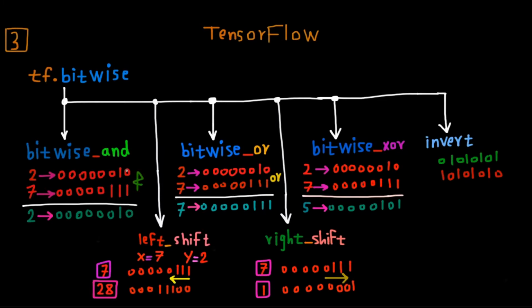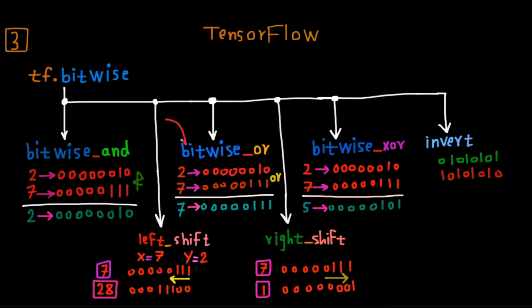Now, let's compute the result. 0 and 1 equals 0. 1 and 1 equals 1. 0 and 1 equals 0. 0 and 0 equals 0. 0 and 0 equals 0, etc. Now, here's the result of the bitwise AND function in binary representation, which is equal to 2 in decimal.